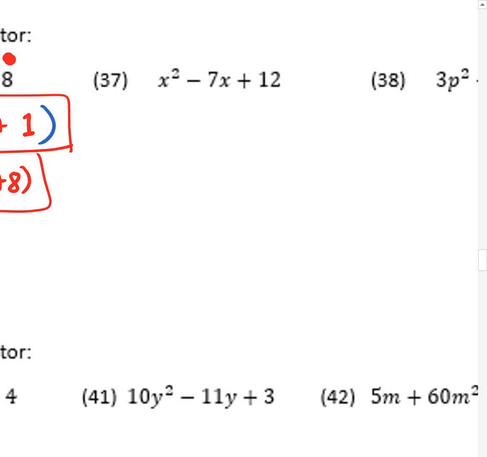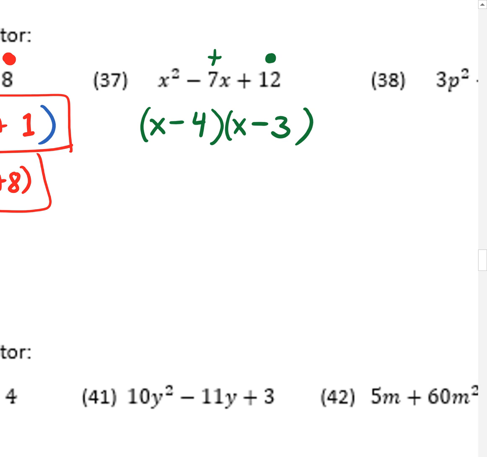So the next one, we're going to try to do something similar. It's going to be an x, or whatever your variable is. And then what multiplies to the constant term, but adds up to the middle coefficient? What multiplies to 12, positive 12, but adds up to -7? You have to think about that. It would be -4 and -3.